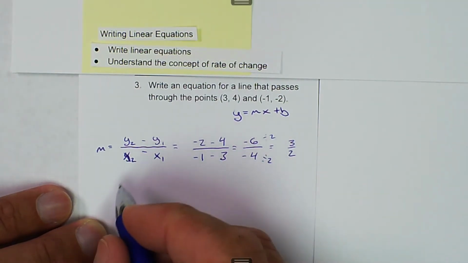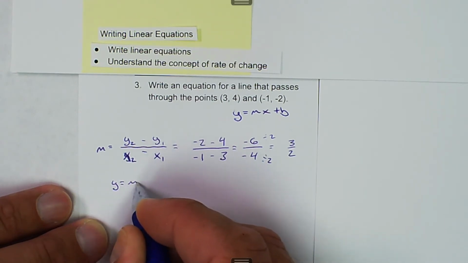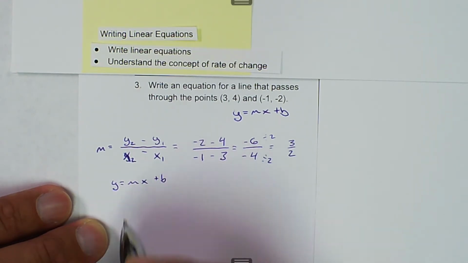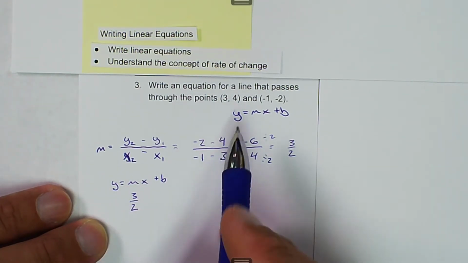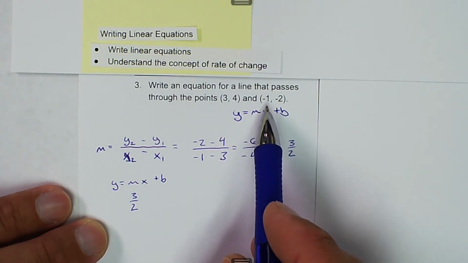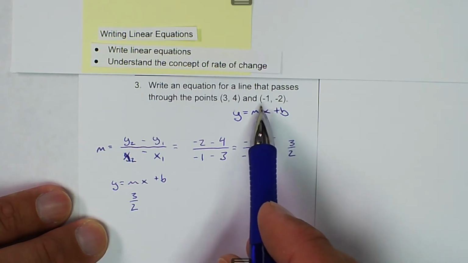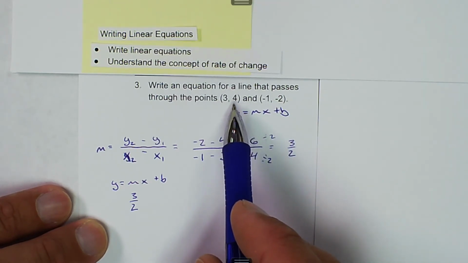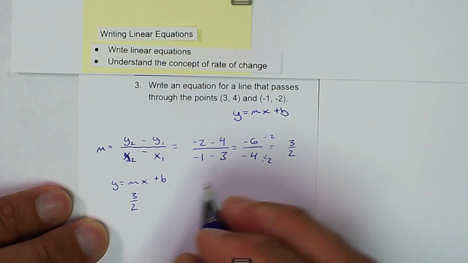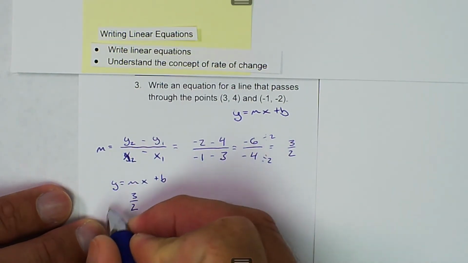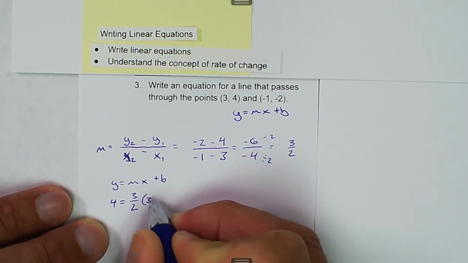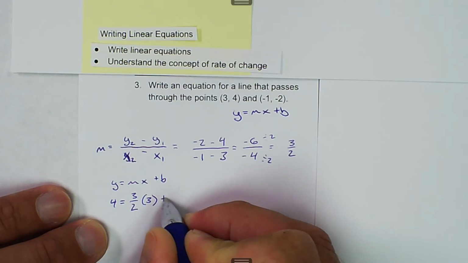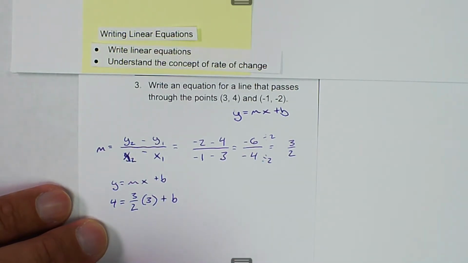Once we have our slope, we still have the equation y equals mx plus b. We can substitute our slope in, which is 3/2. And then we take one of our values that we want to substitute in. These are both negative, so might not be fun to work with. So I'm going to pick the positive integers there. And so our y value is 4, and our x value is 3. And then we want to say plus b, and that's what we want to calculate.